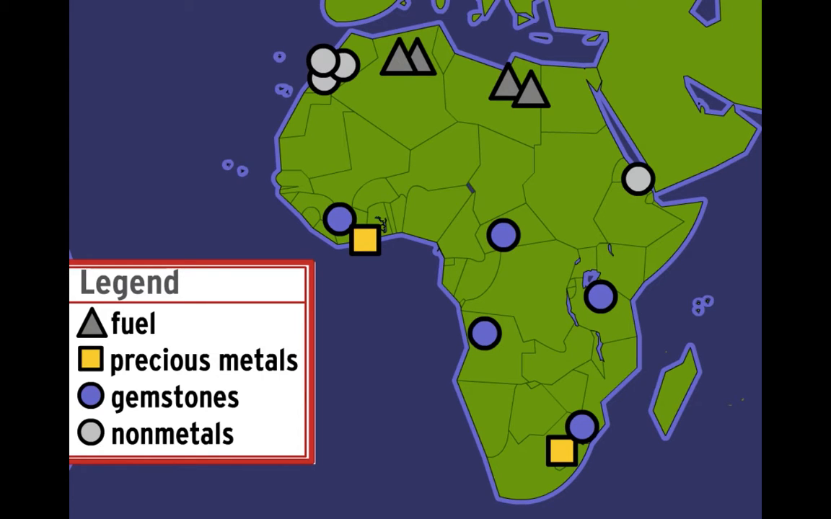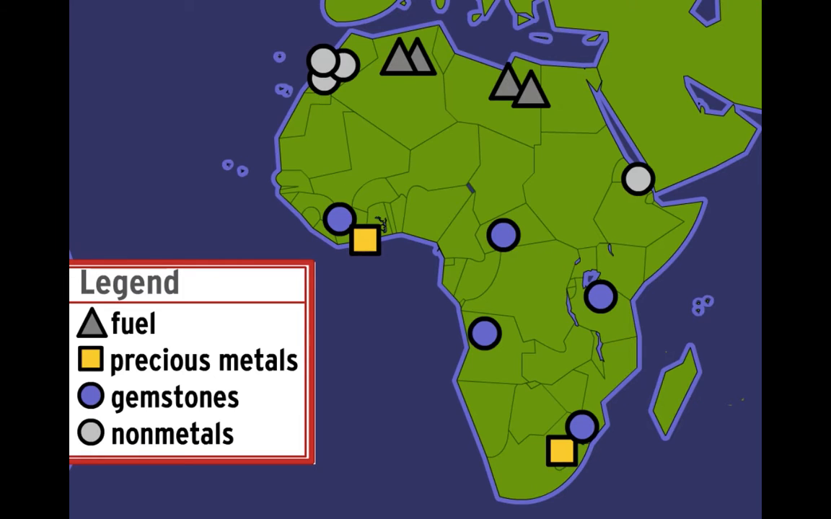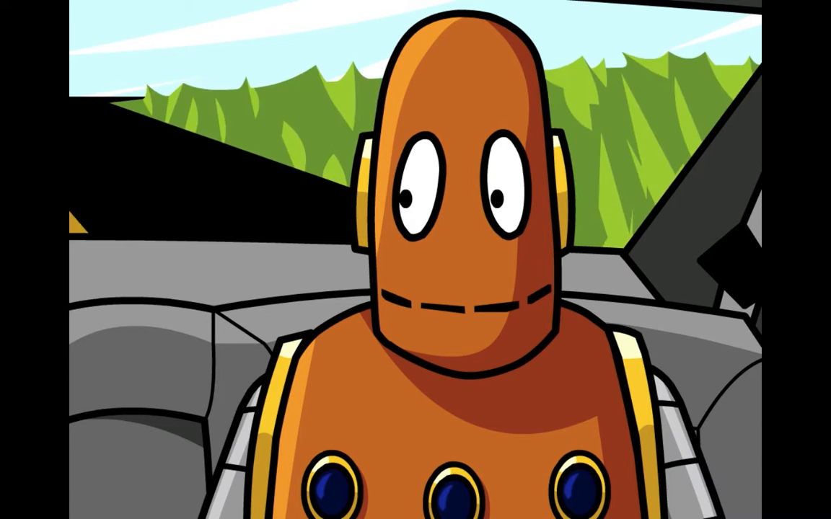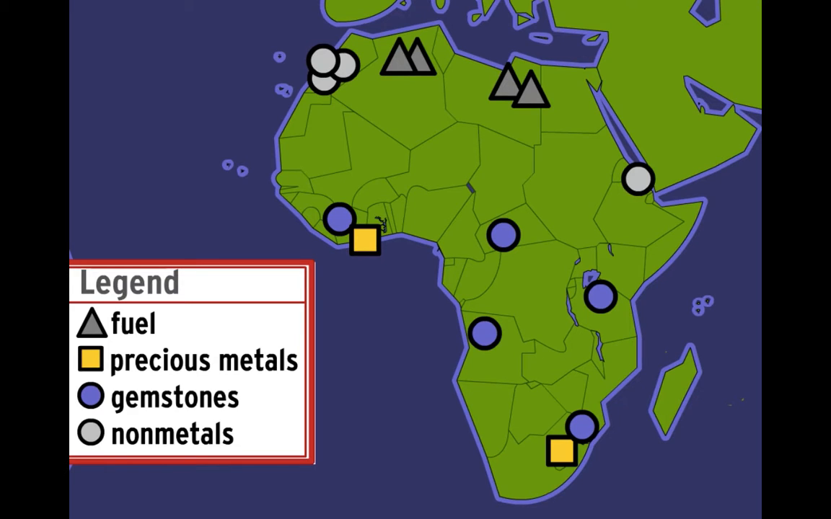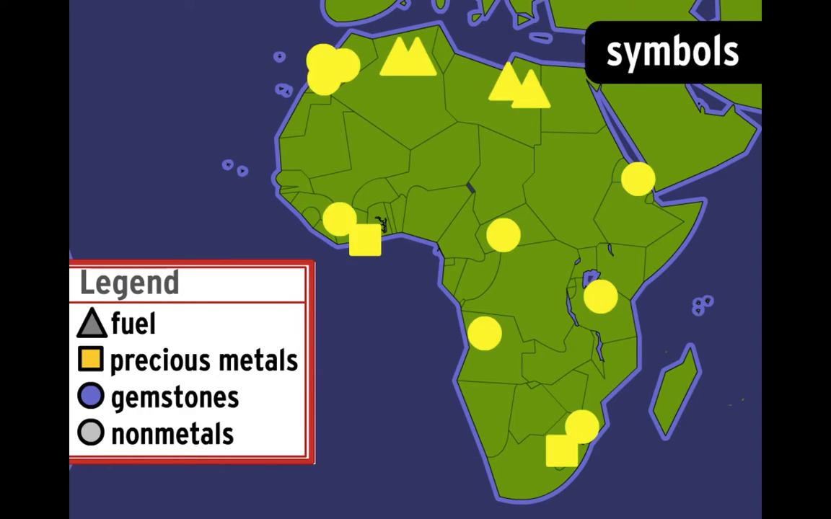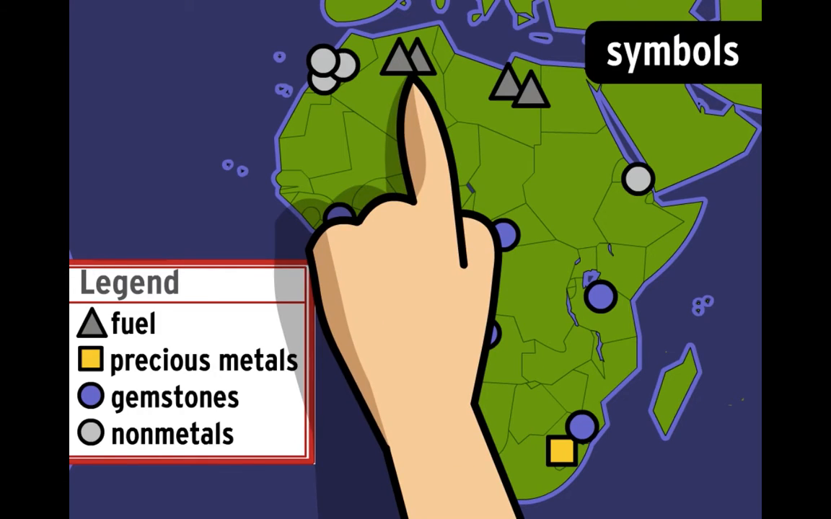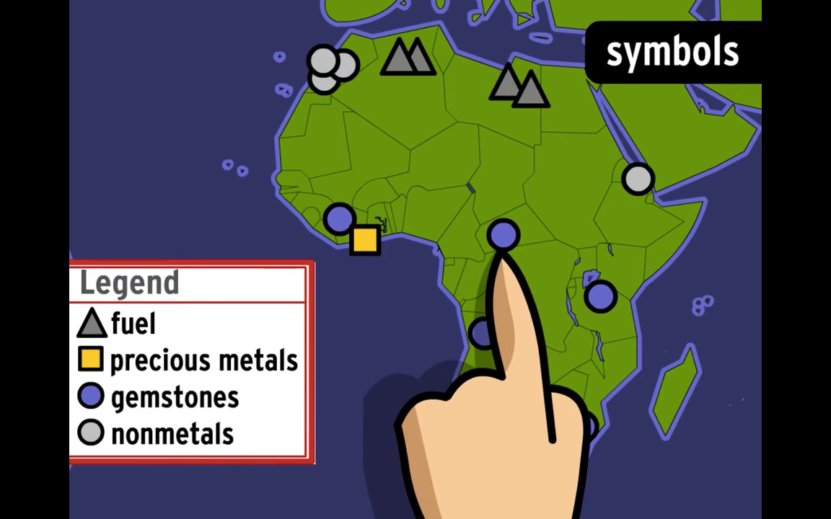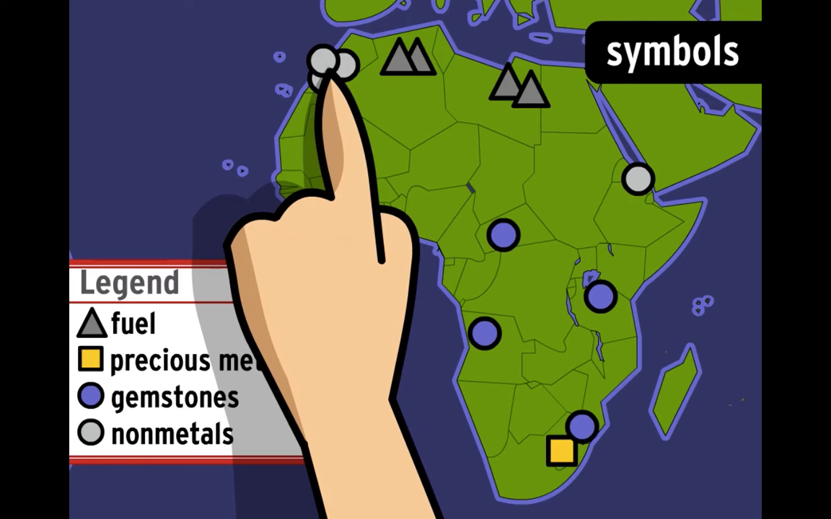One thing just about any map will have is lines that show country borders and major rivers. This map shows the mineral resources of Africa. Yeah, you can really make a map of pretty much anything. On this map, colors and symbols play a big role. Symbols are little pictures used to represent anything you want. Here, gray triangles represent fuel, yellow squares represent precious metals like gold, blue circles represent gemstones, and gray circles represent nonmetals.